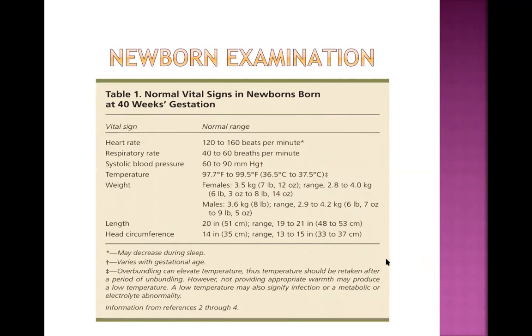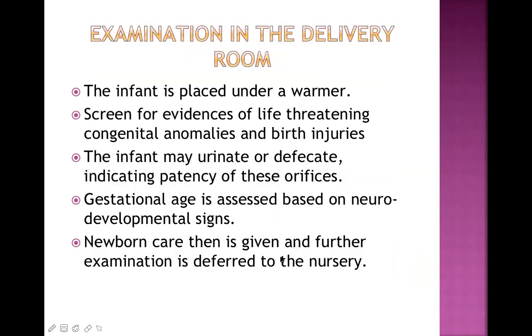Now let's move on. What are the other examinations we do in the delivery room after taking these vital signs and after calculating the Apgar score? The infant is placed under a radiant warmer. We have already placed the baby, then only we calculated the Apgar score. Screen for evidence of life-threatening congenital anomaly and birth injury.